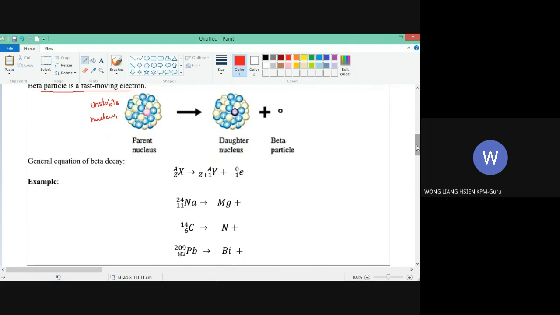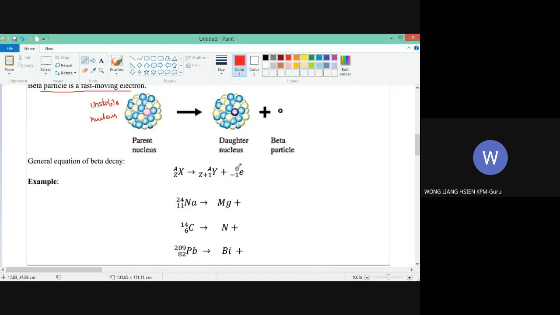So let's look at the general equation. Say this X is the chemical symbol. So from X element it changes to Y element. Why? Because the number of protons changes. See, the number of protons increased by 1, because the neutron breaks down into a proton and an electron. So the number of protons increased by 1. And then the electron flies out.